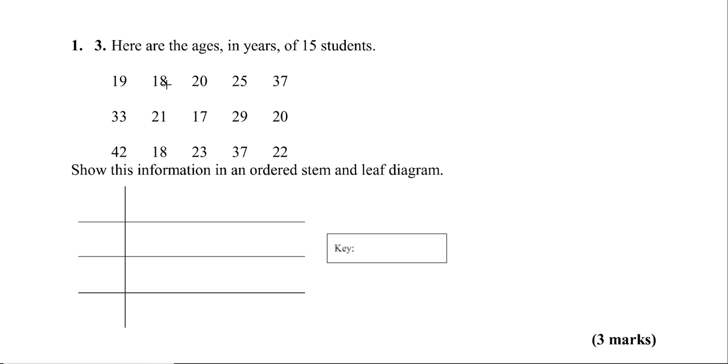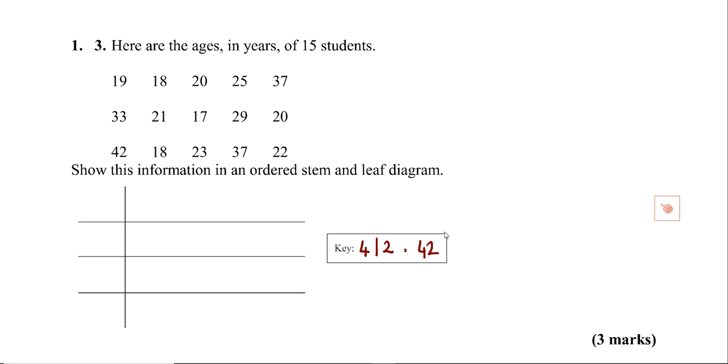Now you could choose, if you've got lots of data, you might choose to have more options in your stem. Does that make sense? But that's where the key becomes really important, to explain to someone what you're actually doing. So it says here, show this information in an ordered stem and leaf diagram. So just to go through it, what would we do as the key? The key we would do like 4-2 equals. So 4 line 2 equals 42.